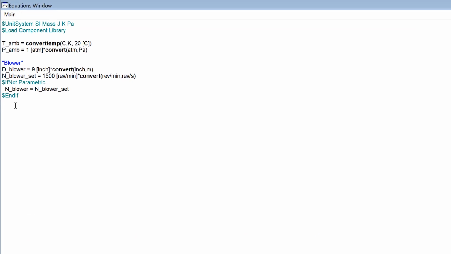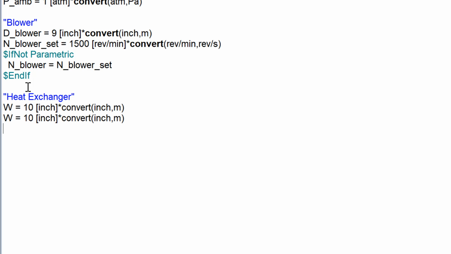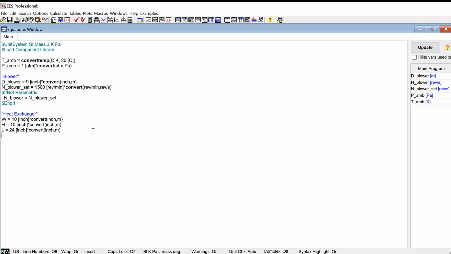I think the next thing to do is set the inputs for the heat exchanger. And again, some of these will eventually be set in the diagram window. So let's set the face area, W and H. So maybe 10 inches, and then we'll set H to 10 inches as well. And then I have to set the length in the flow direction. And if we're going to be using a blower, maybe we'll actually make it pretty long, so make it 24 inches.